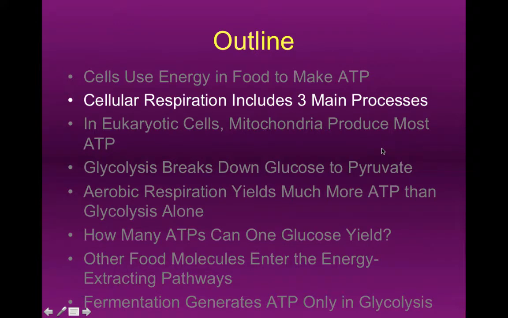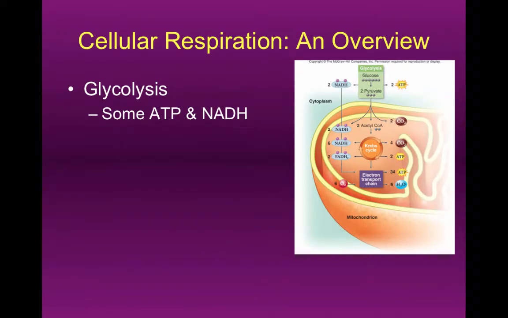Looking at cellular respiration broadly, we're going to look at three main steps. Glycolysis, which literally means the breakdown of glucose, is an anaerobic process that occurs in the cytoplasm of the cell. It does not require the mitochondria and does not require oxygen. Glycolysis is the only anaerobic process we're going to see in this entire sequence of events.